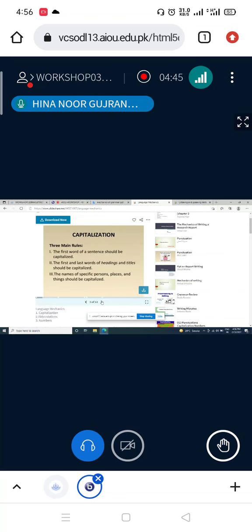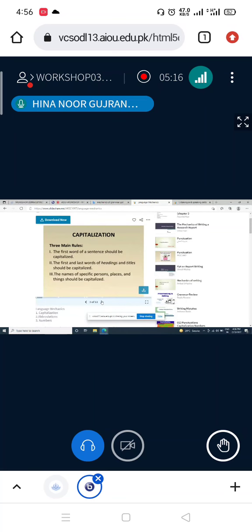Obviously, you know that we have to use it. We have an idea. It will always go with the names. We have to use the uppercase letter, right? And when you place a full stop and begin a new sentence, you have to use the uppercase letter, okay? So the three main rules for capitalization: the first word of a sentence should be capitalized, you know that very well. The first and the last word of headings and titles should be capitalized. You all are well aware of that.